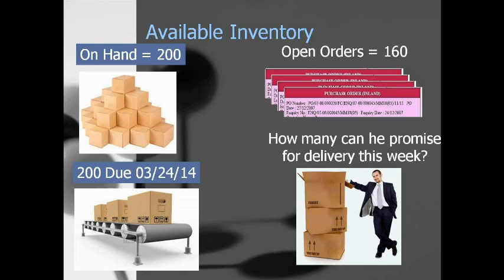He's asking, I got a customer on the line right now. How many can I promise for delivery this week? So take this information. You got 200 on hand. You got 200 due from manufacturing on Monday of next week. You got 160 open orders, and Harry wants to know how many can I ship him this week on a brand new order. So I'm going to put you to work for a minute here.